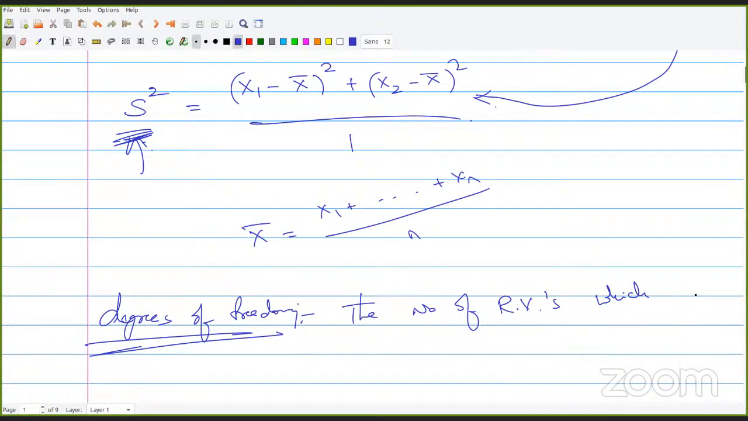...which can vary freely. Okay, this is what the degrees of freedom is.